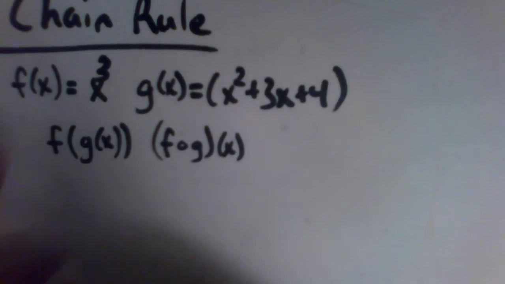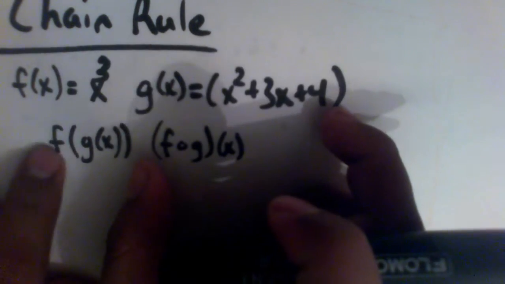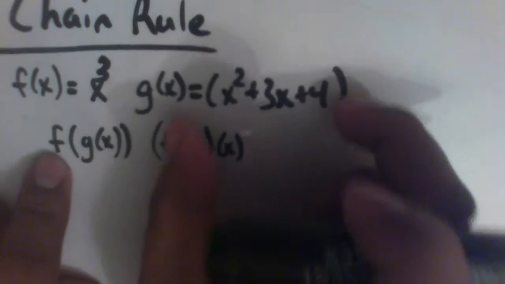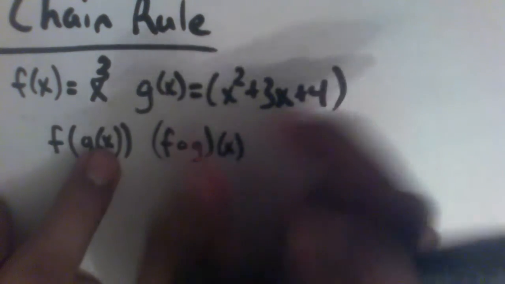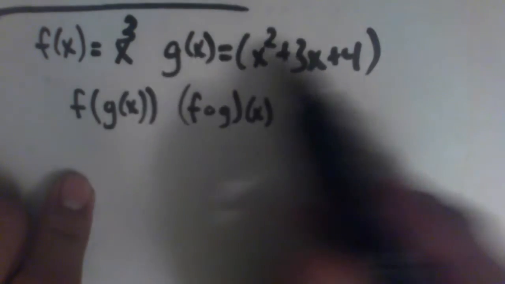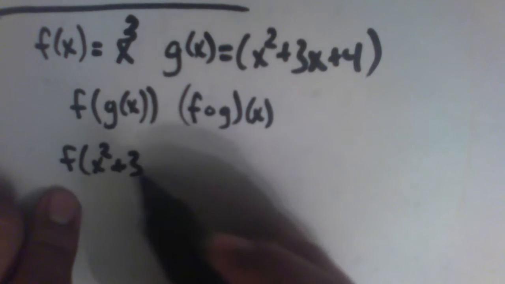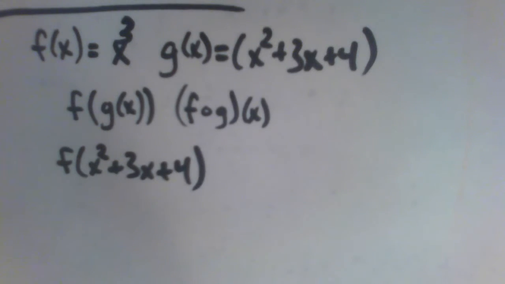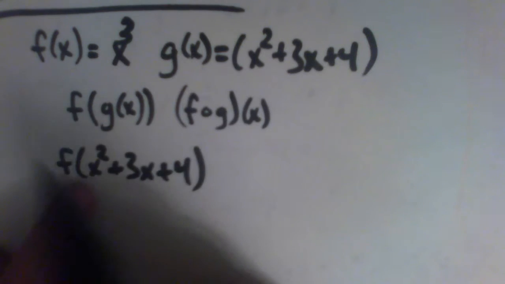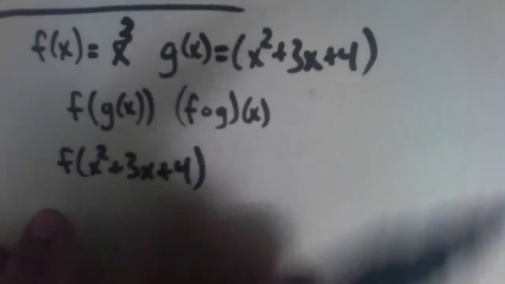All it's saying is that you have your f of x and you have a g of x. Wherever you see an x in f of x, you put in the value for that function. Because g of x is equal to this, we're going to plug it in right here. So if we plug this whole thing in, we get f of x squared plus 3x plus 4. And we said our function f of x is x cubed, so wherever we see an x, we're going to put in all of this.